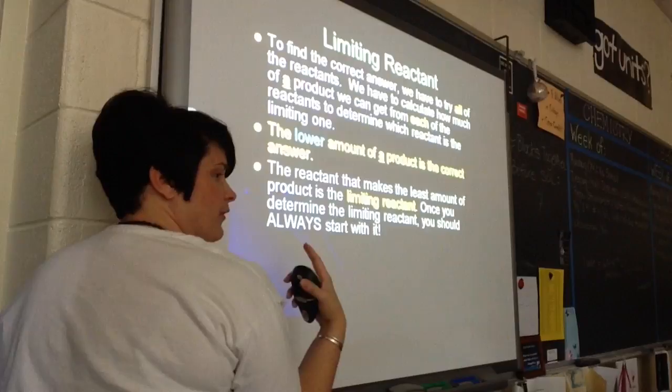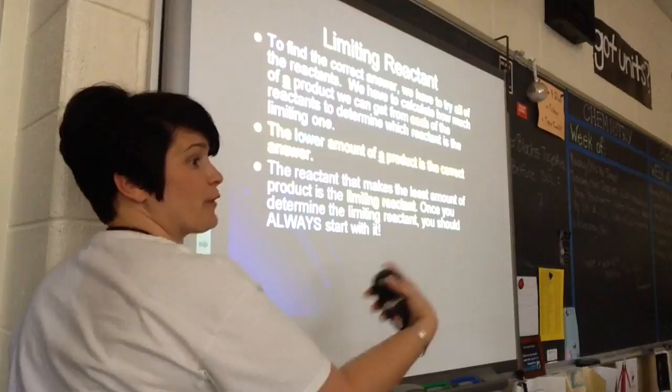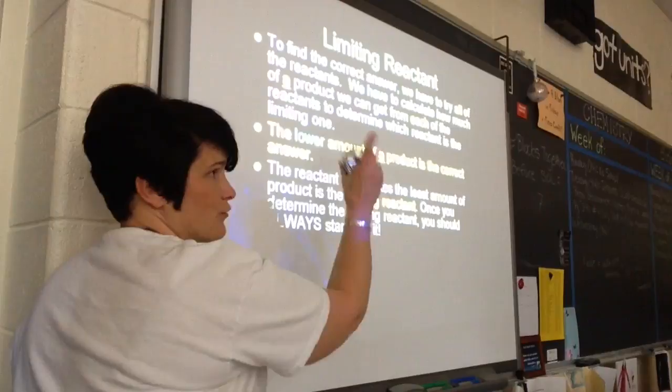Okay? Once you've determined the limiting reactant, if you have to make any calculations, if you have to say exactly how much product you're going to get, because sometimes they'll say that, what is the limiting reactant and how much product can you get? You figure out which one's limiting, and then you say, okay, if I have this much of this, it is the limiting reactant, and I can make 18 moles of this other, or 27.3 grams of this other.